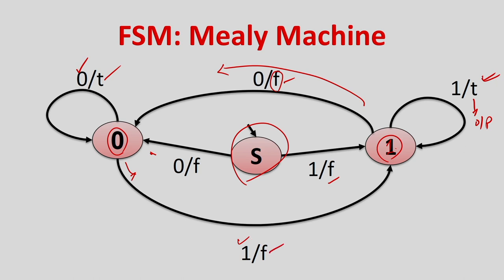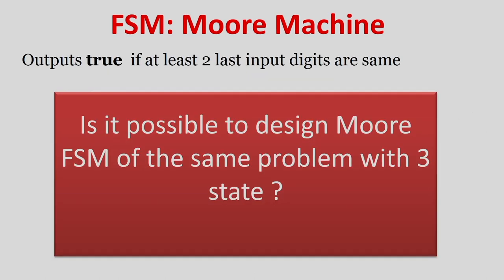So, the Mealy machine FSM is much simpler for this case. But if you want to do the same problem for Moore machines, is it possible to design a Moore FSM for the same problem with the same number of states? Maybe it will be very, very difficult to design. Let us see.